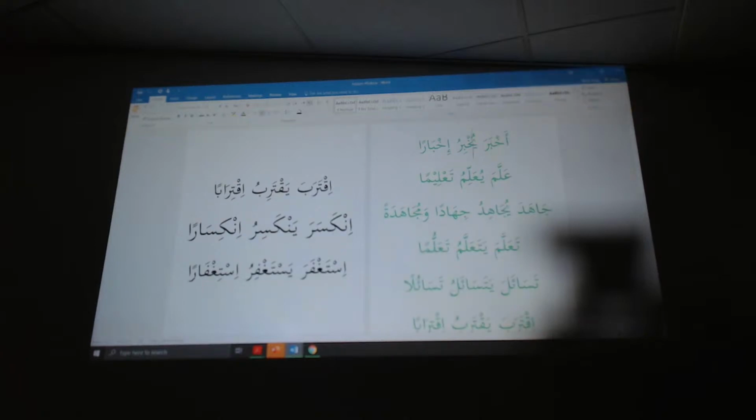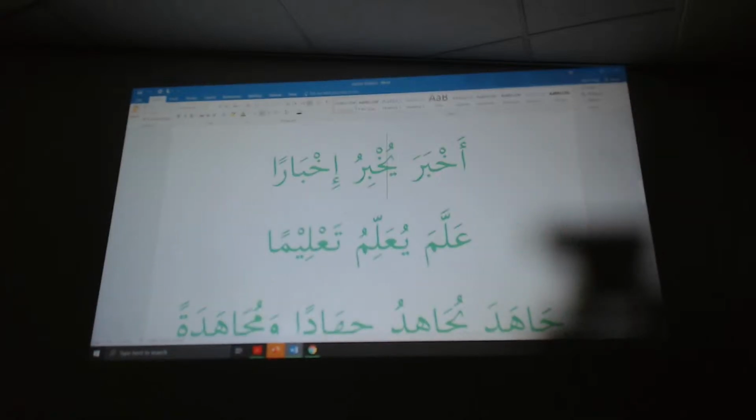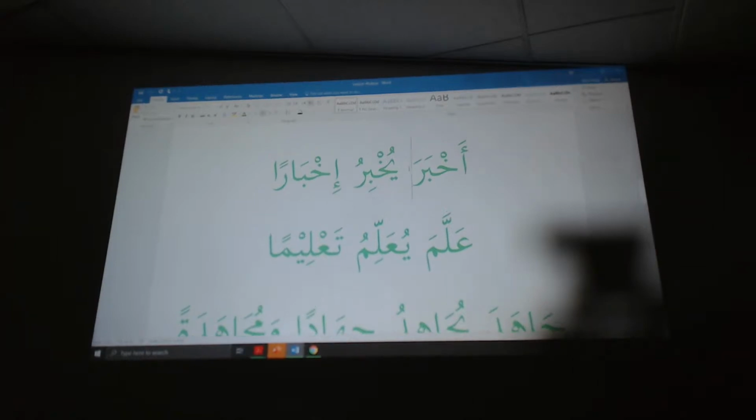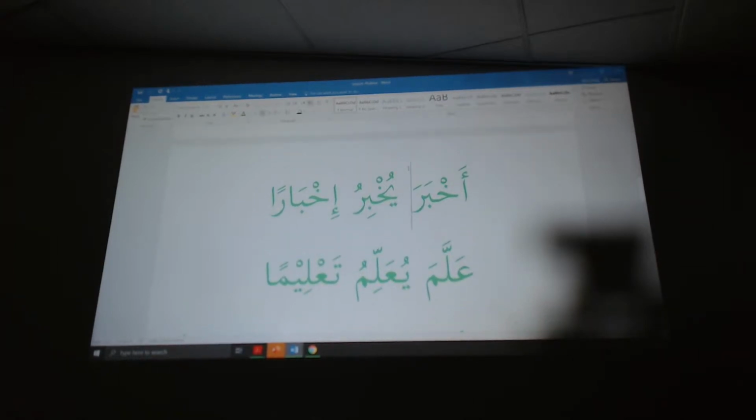So look, at the moment, guys, what we've done is we've covered the 8 main families, or the big families that we can call them. And the main thing at this stage is practice. The main thing is practice. And so that's what we're going to do at this stage. And so we've got the akhbara yukhbiru ikhbaran.